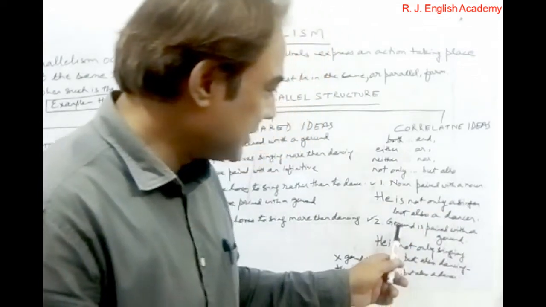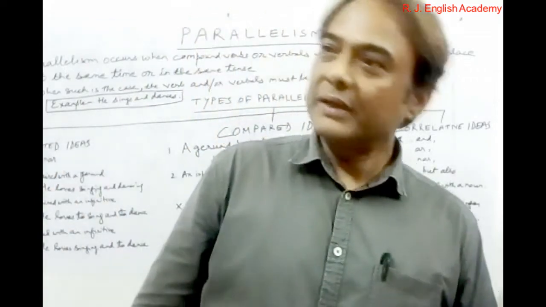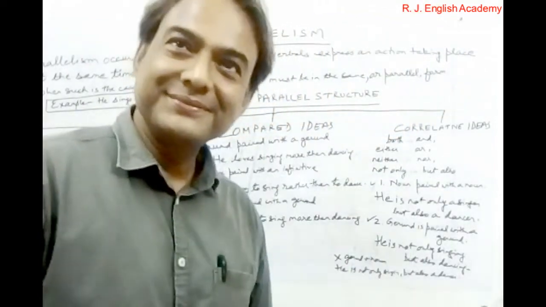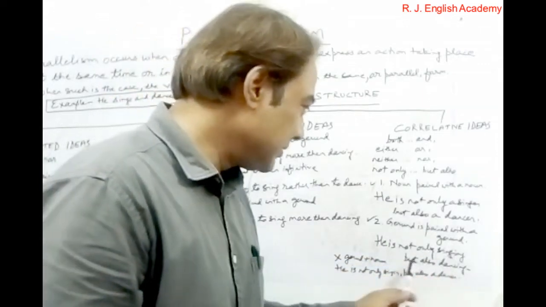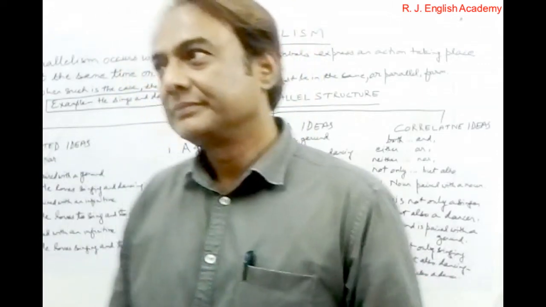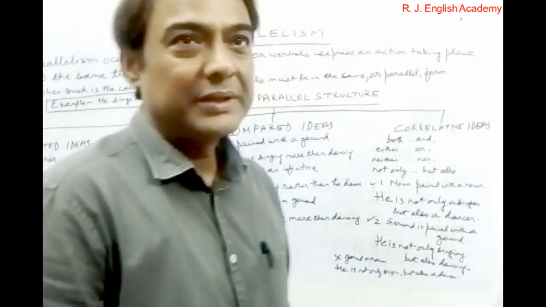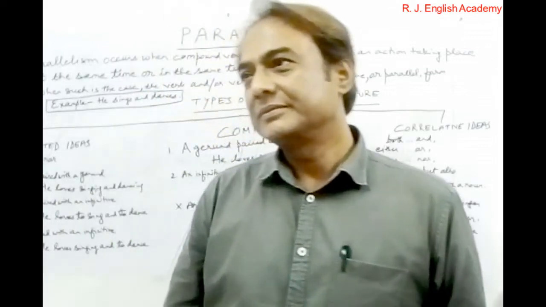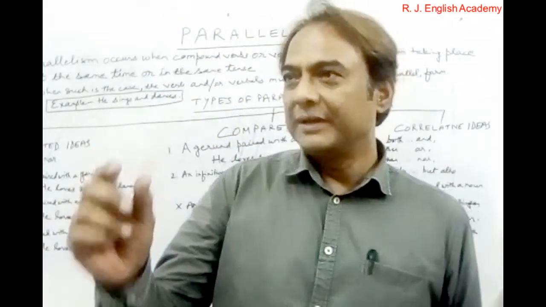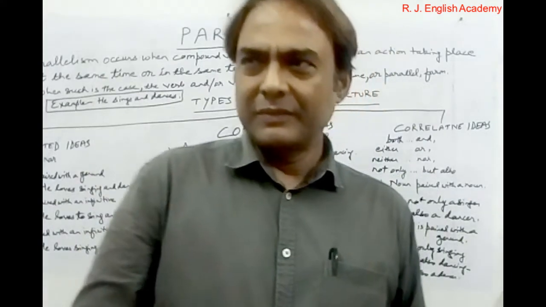Similarly, we pair a gerund with another gerund. He is not only singing but also dancing. Dancing, singing, ing, gerund. He is not only singing but also dancing. The correlative conjunction is not only but also. It's very simple.